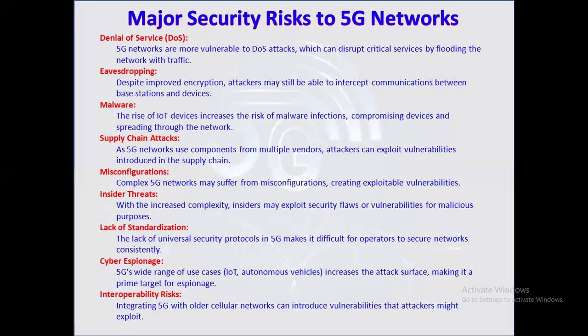Next, malware. The proliferation of IoT devices in the 5G ecosystem introduces new avenues for malware to spread. Compromised devices can be used as entry points for attacks, and malware can propagate quickly through the network, affecting both infrastructure and end devices.